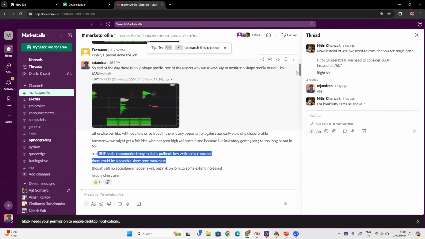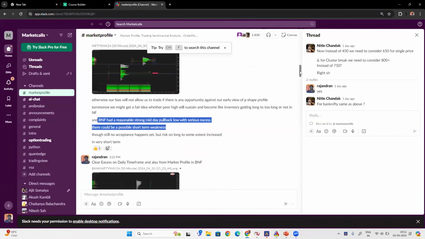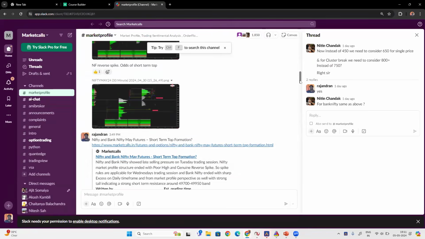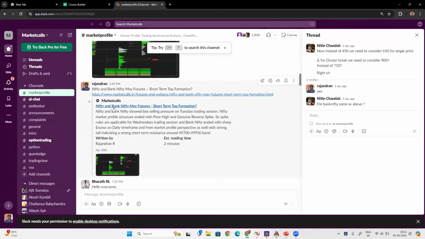And probably we are also once again confirming that around the 325, yes, there is a clear excess on the daily time frame and also from the market profile perspective. In fact, at the end of the day, I also shared about this information. So is Nifty and Bank Nifty May futures forming a short-term top? This blog is available in the market call section. So you can go and read about it.